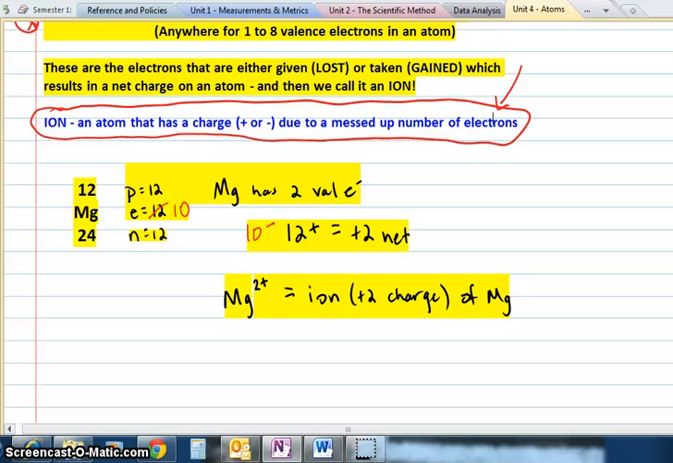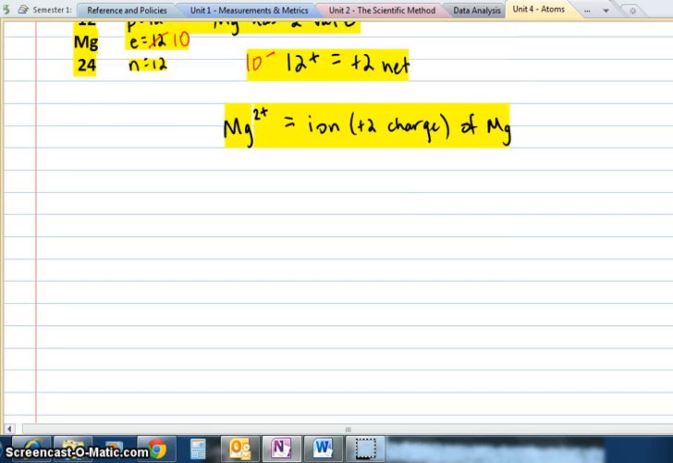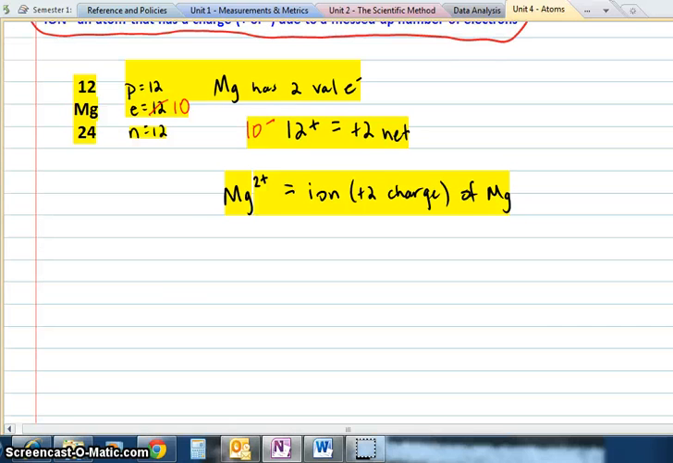If magnesium is a +2 ion, it means it gave up 2 electrons and now has only 10. You won't have to do the math necessarily for the test, but you do need to be able to look at a Bohr model of magnesium and identify if it's an ion or not. The way to do that is quite simple. I'll draw our Bohr model for magnesium here. We have 12 protons, 12 neutrons.